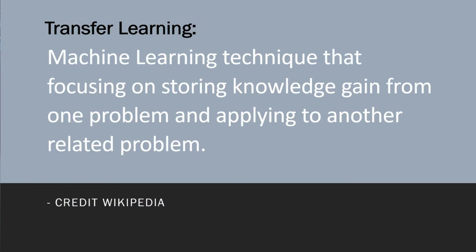So first, what is transfer learning? Transfer learning is a machine learning technique that focuses on storing knowledge gained from one problem and applying it to another related problem. It's a starting point for that related problem. So, for example, let's say that my friend at work, Dwight, has built a model for identifying bears. Dwight's a big fan of bears. You know where I'm going here.